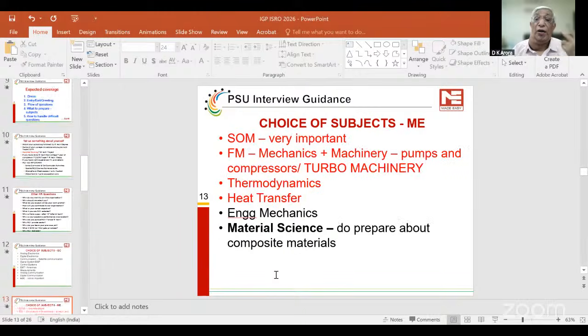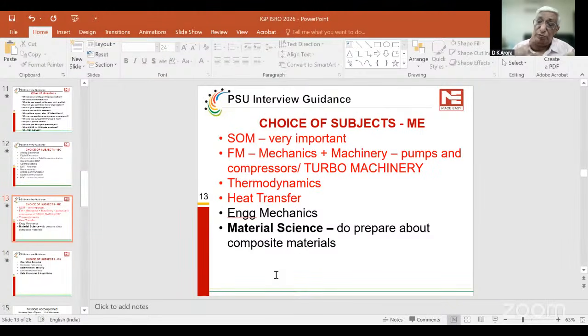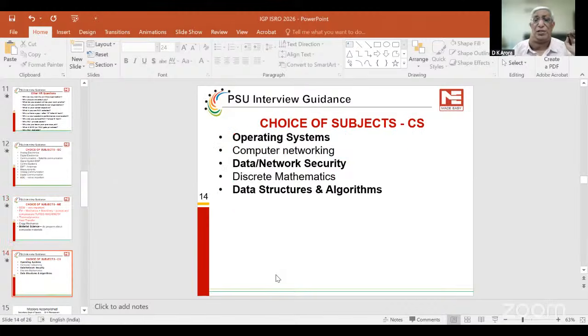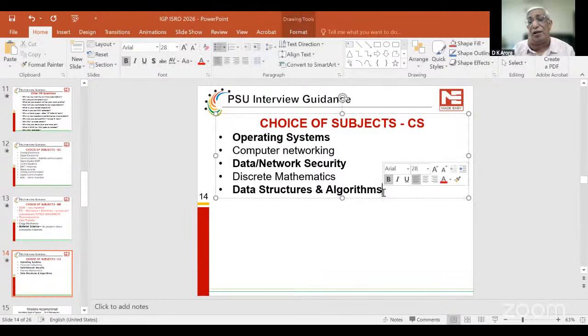Okay. When we come to mechanical, okay, let me skip it. For computer science, the most important subjects would be operating systems, computer networking, data and network security. Discrete mathematics is extremely important, data structures and algorithms. And then, I can add other subjects related to computer science, which means DBMS.